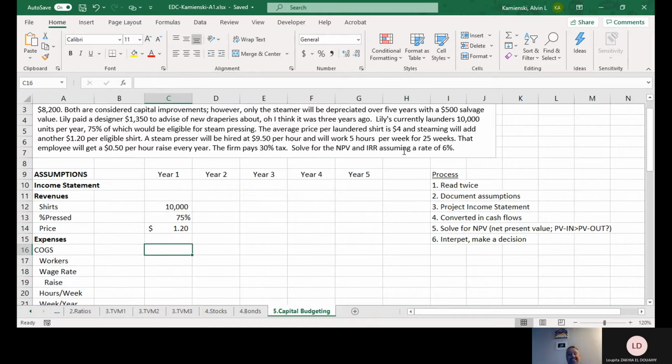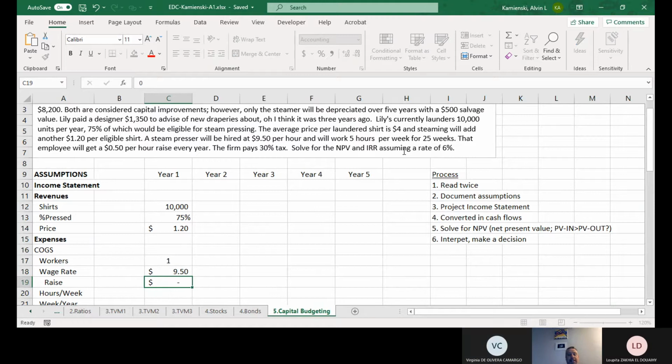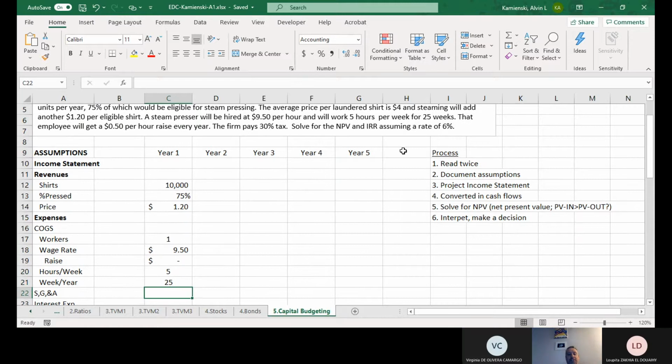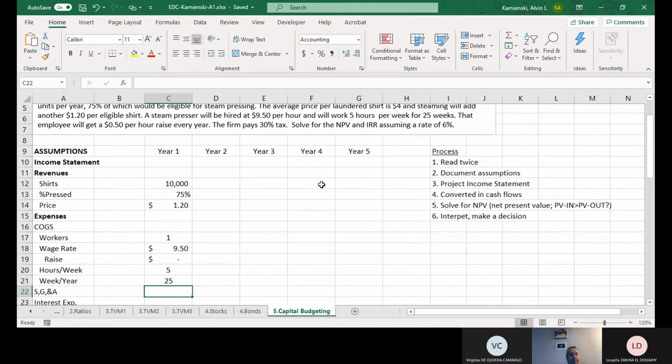Then as it relates to the production expenses, we are going to have one worker who in the first year is going to make $9.50. They're not going to get a raise at all in the first year. They're working 5 hours per week and making $25 per hour.